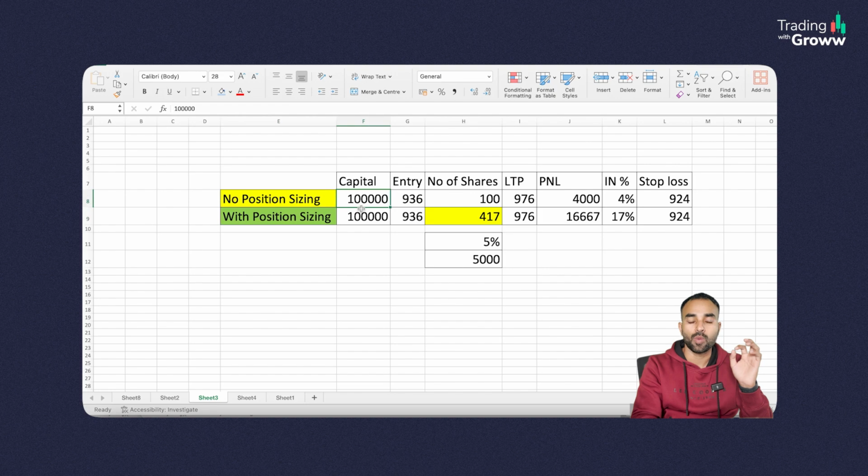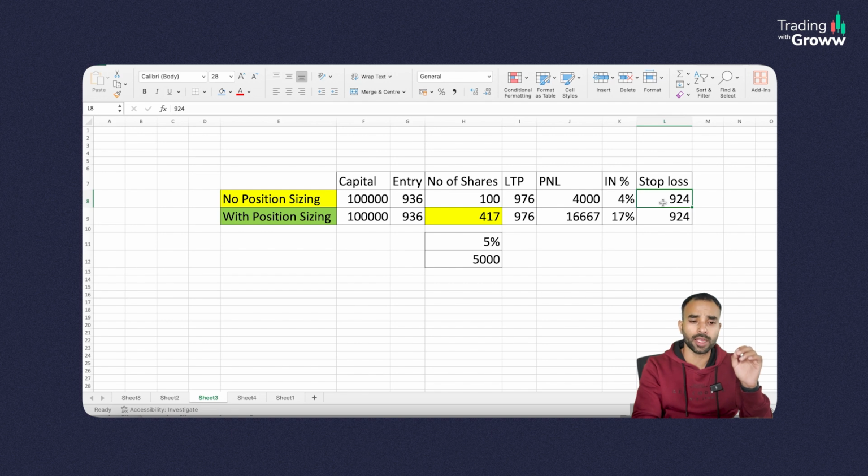When he has 1 lakh of capital, and the entry price, as per our previous example, is 936 for LIC stock, he'll simply buy 100 shares or 200 shares. And then by end of the day, it reaches 976. So he makes a profit of around 4,000 rupees, which is 4% of the overall capital, considering 1 lakh as capital. This is considering the stop loss of 924. Normally people buy randomly 100 shares, 300 shares, 500 shares.